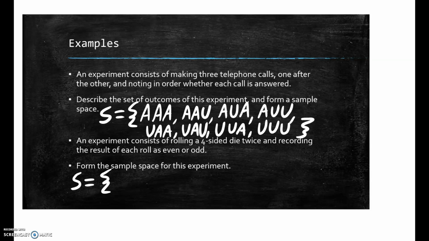well, what could happen? Well, the first roll, obviously, is either going to be even or odd, right? It'd be even if I got 2 or 4. It'd be odd if I got 1 or 3. So my first roll could be even. My second roll could be even as well. The same thing could happen.